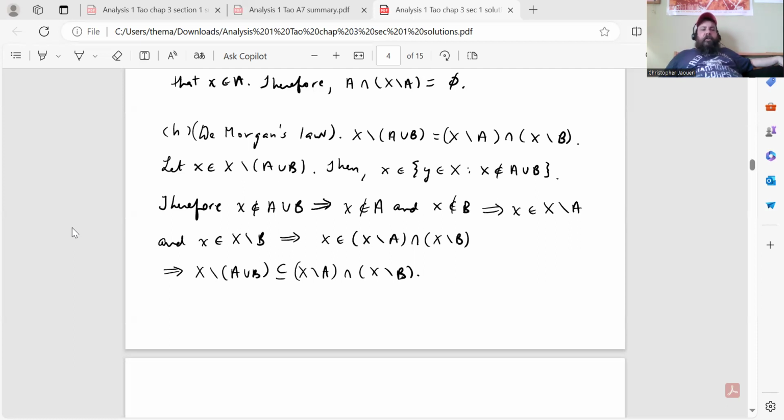Let x be an element of X minus (A union B). Then by definition, that means x is an element of the set of y in X such that y is not in A union B.